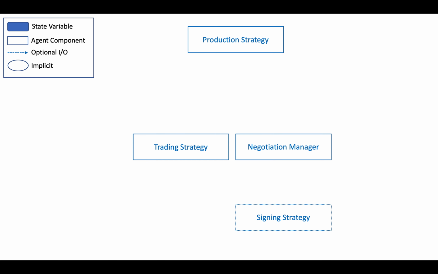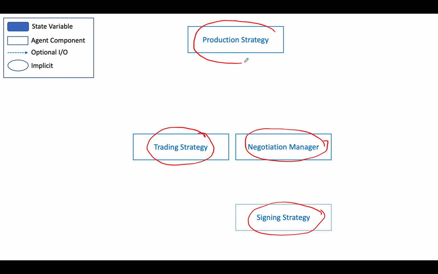The first one is the trading strategy. The trading strategy is just giving a very high goal to the agent. It tells the agent what it should aim at. Then the negotiation manager is responsible for actually achieving that through negotiations. And it uses a signing strategy to decide what to sign. Then there is a production strategy which tells the factory what to produce. Okay, so these are the four main components.